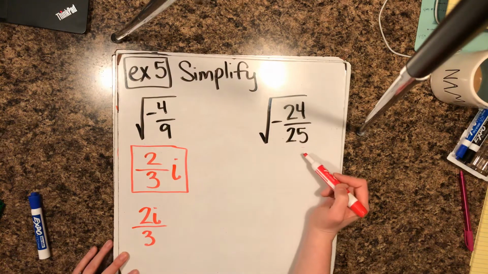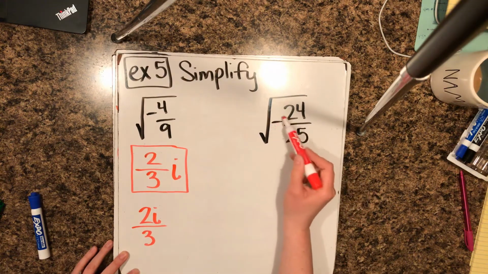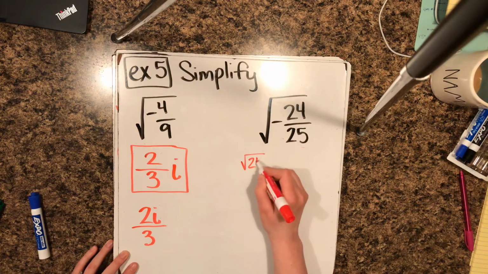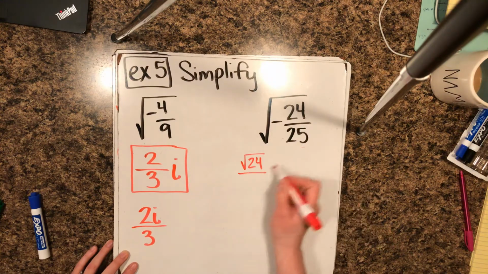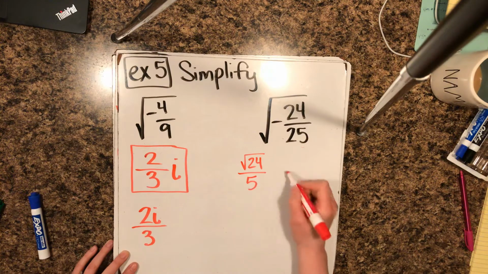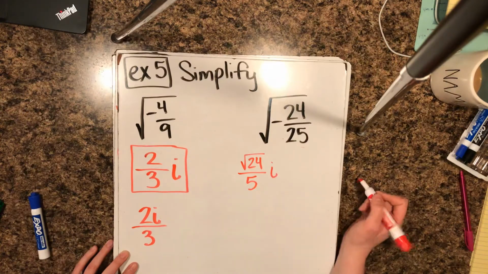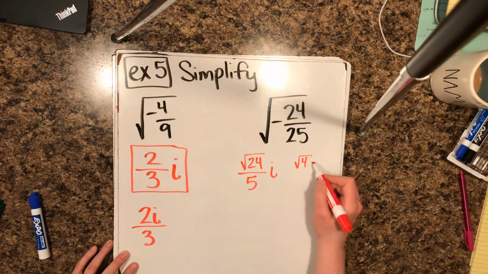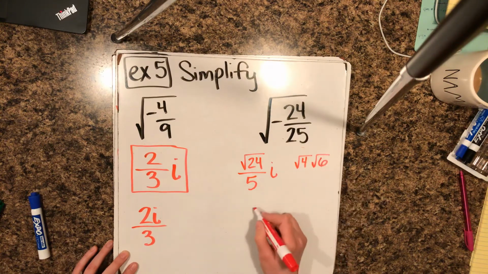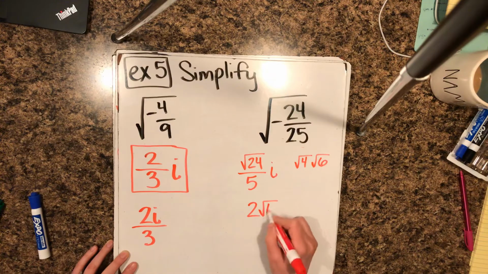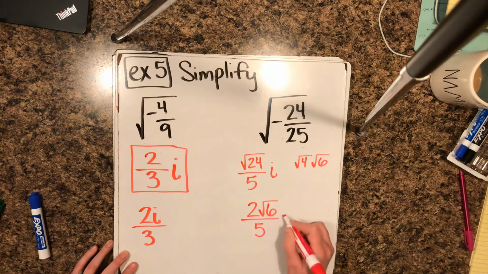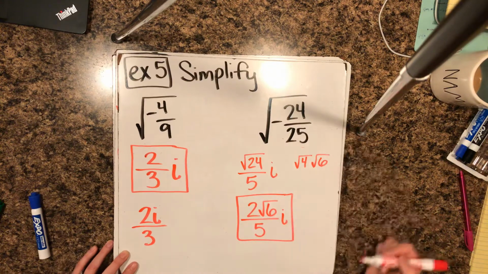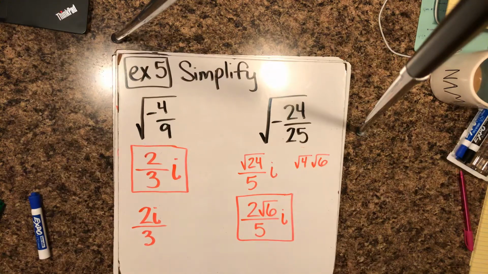Okay, over here, same thing. This just makes it an i. So square root of 24, we'll deal with that in a second, divided by the square root of 25 times i. Now we know we can break down 24 into the square root of 4 times the square root of 6. So the top becomes 2 root 6. The bottom remains 5 times i. This is the best way to write the simplified version of square root of negative 24 over 25.